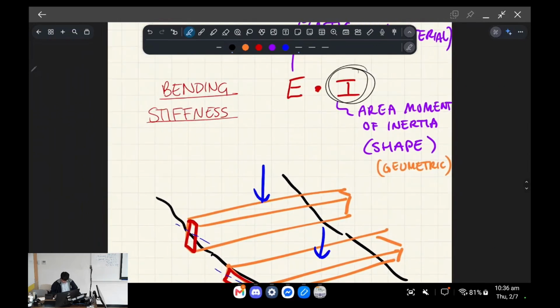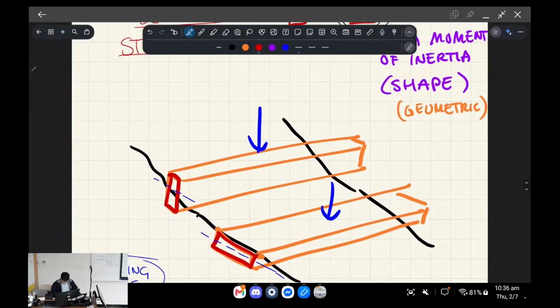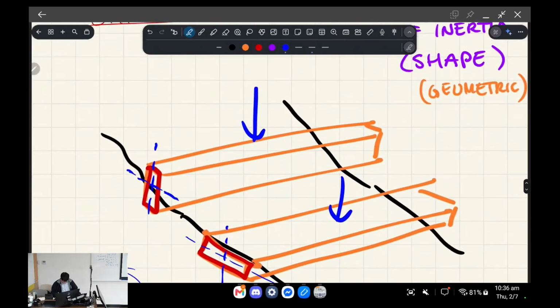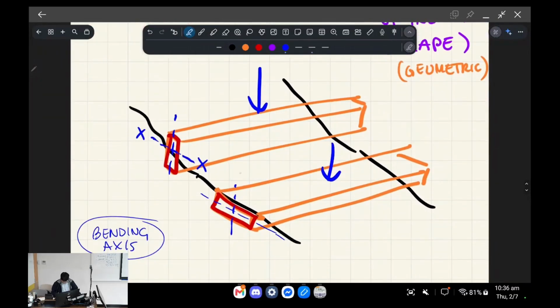Now, if we're considering two different axes like so, it's conventional to call the stiffer axis the XX axis, and the less stiff axis the YY axis for bending, okay?